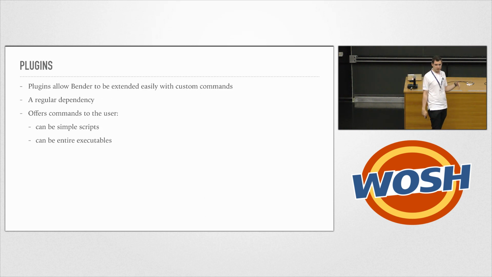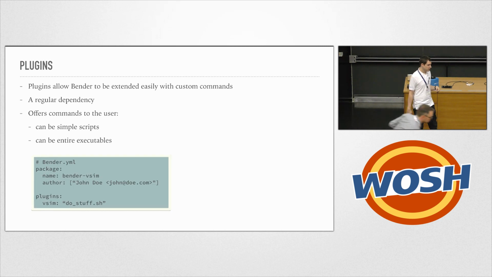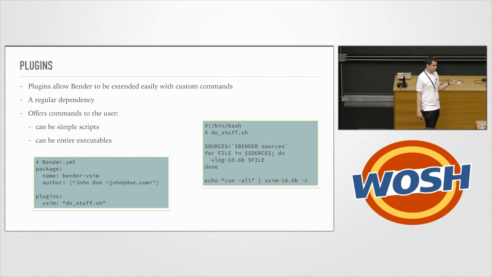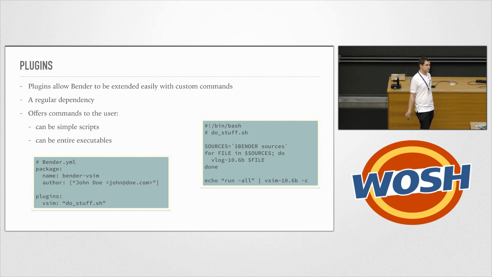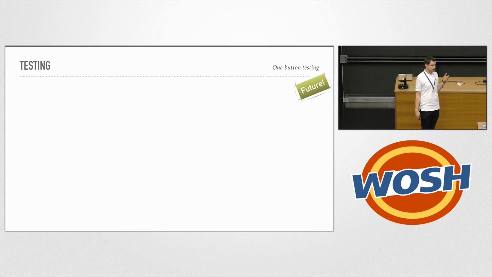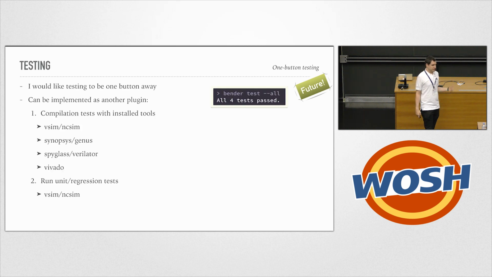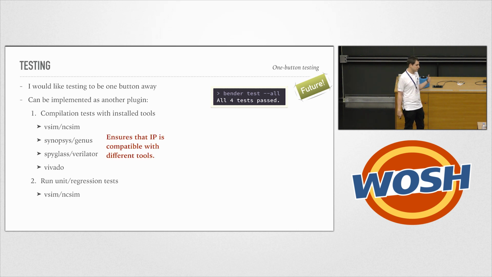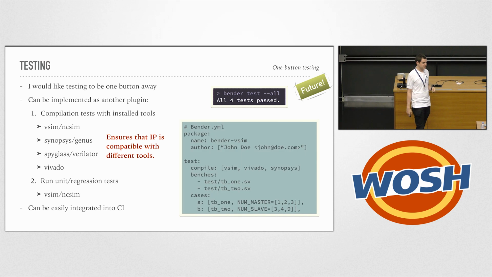There are also other things. There are plugins, etc., which you can use, which basically allow you to add custom snippets of tools, which are presented to the user as a kind of sub-command for Bender. Then there's some future wish list about testing, etc., which I will gloss over now, which basically will allow you to do a turnkey solution for testing and integrated testing for CI, for example.